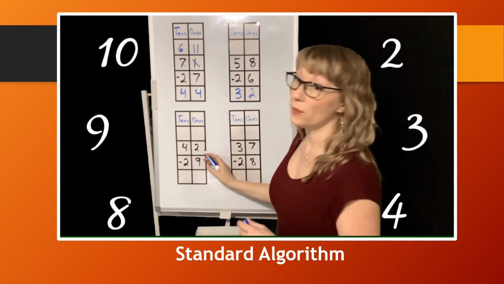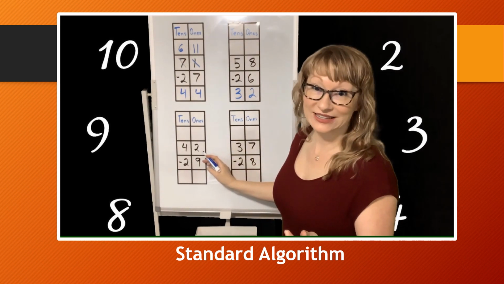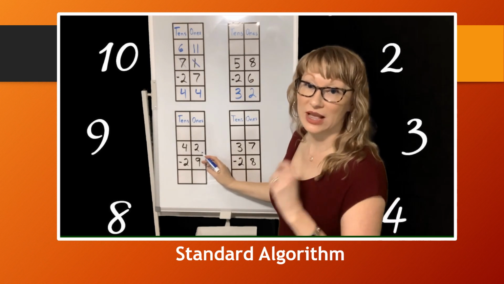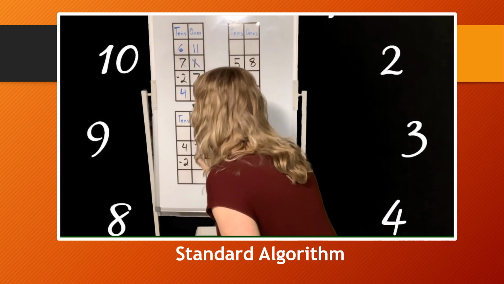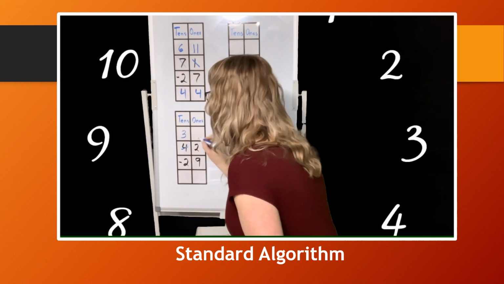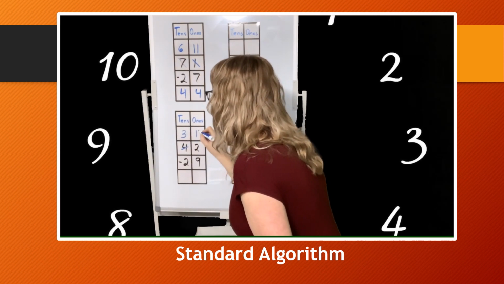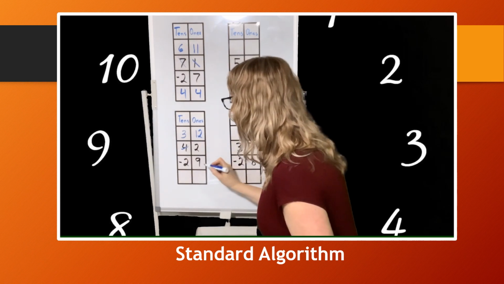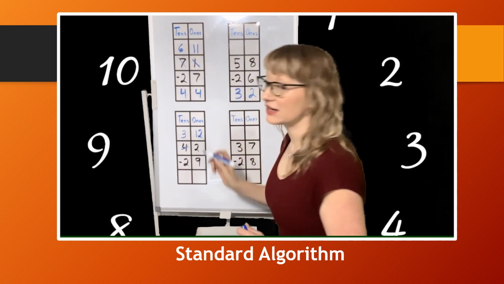Down here, oh, big problem. I cannot take 9 ones away from 2 ones. So now I need to go into my regrouping. So here I'm going to steal a 10. That's going to have 3 left over. My 2 gets 10 bigger, so it becomes 12. And all of a sudden I can take 9 away from 12.